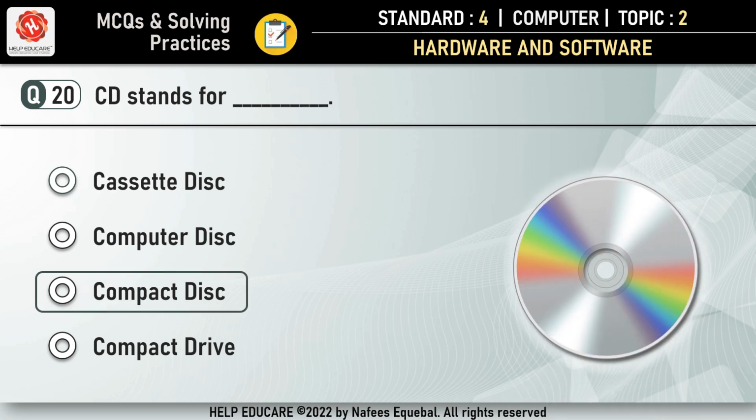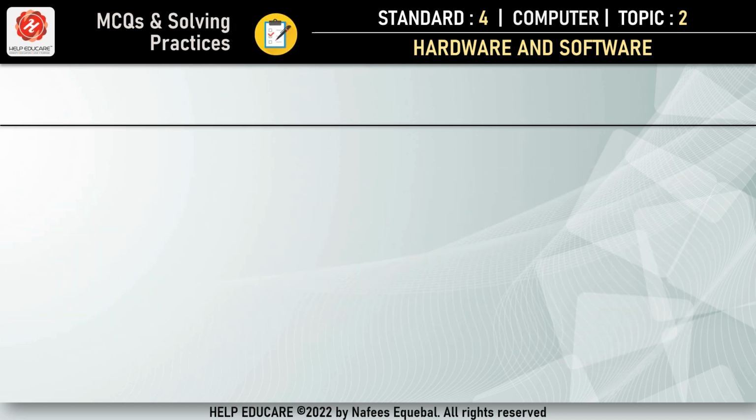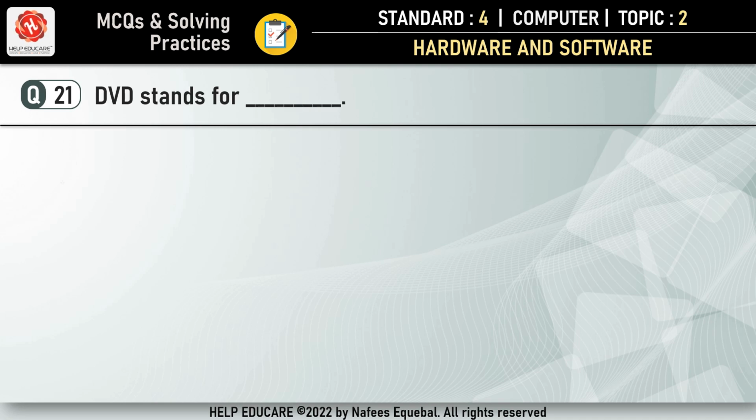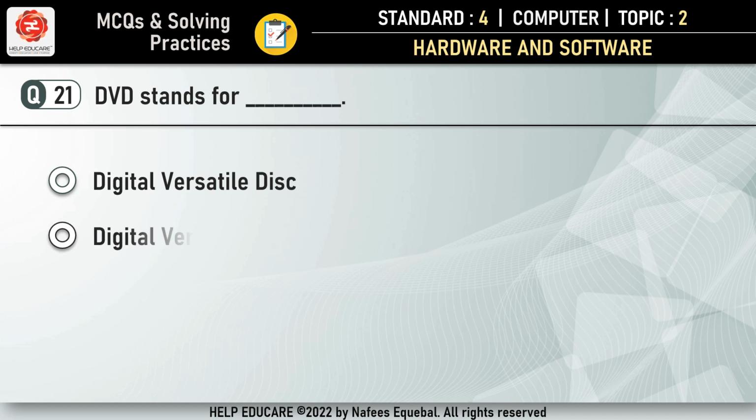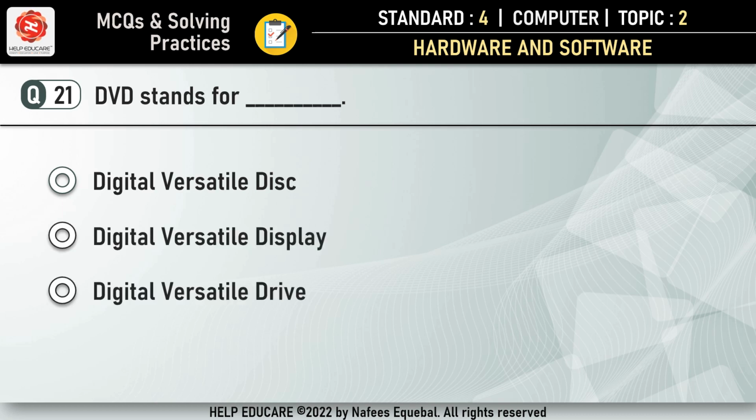Correct answer is compact disc. Question number 21. DVD stands for dash. First option, digital versatile disc. Second option, digital versatile display. Third option, digital versatile drive. Fourth option, digital visual disc. Answer will be displayed in 10 seconds.